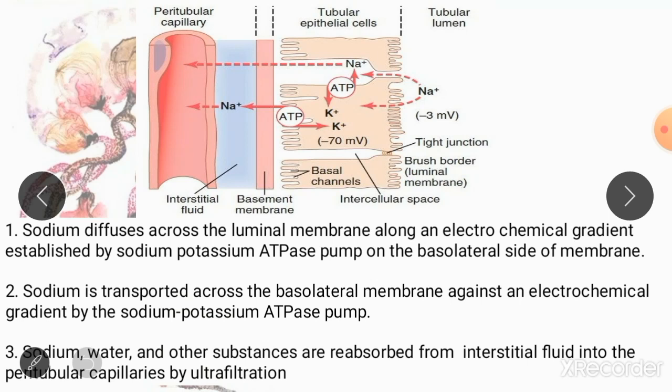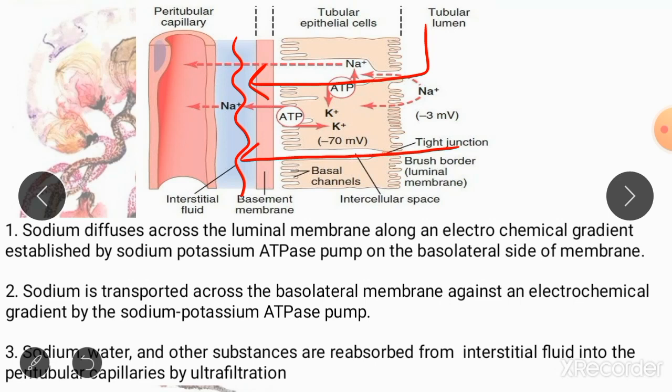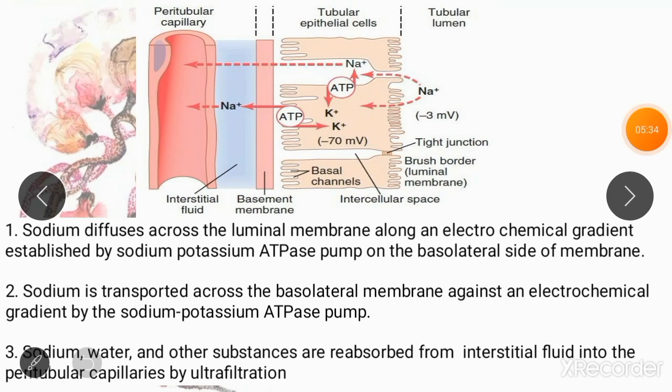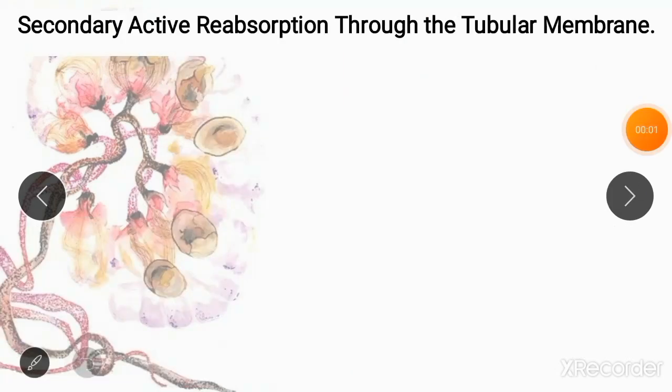And as sodium accumulates in the interstitial space, it is going to prompt the reabsorption of water from the lumen into the interstitial space, and this water is going to take a lot of sodium with it and enter into the peritubular capillaries, as I already mentioned in the previous slide, and this is known as bulk flow or ultrafiltration. Next we have the mechanism of secondary active transport.